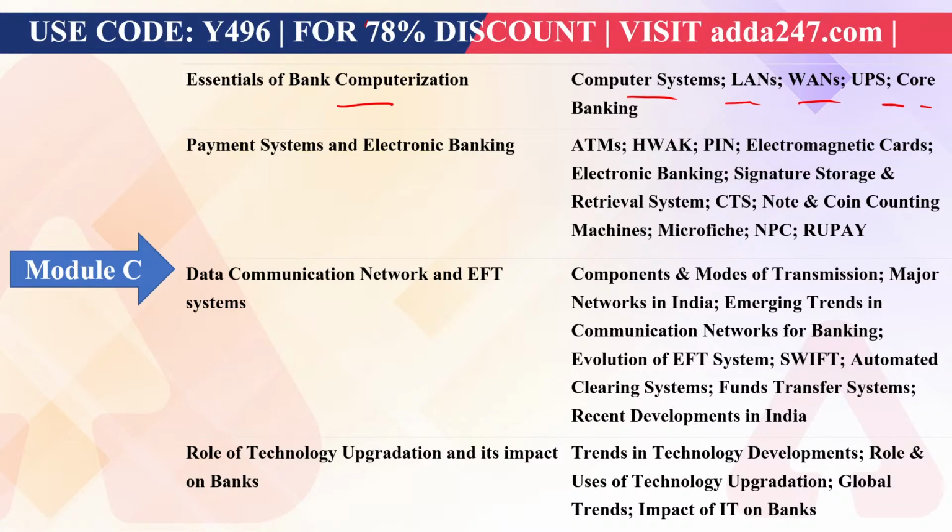We have to cover all these things in module C, in the first essential of bank computerization. Now the payment system and electronic banking, as we have discussed, there is a paper-based clearing system, payment system, electronic payment system, other payment systems. So ATMs, smart cards, electromagnetic cards, electronic banking, signature storage and retrieval system, CTS, note and coin counting machines, micro office, then we have NPCI, RuPay, etc.